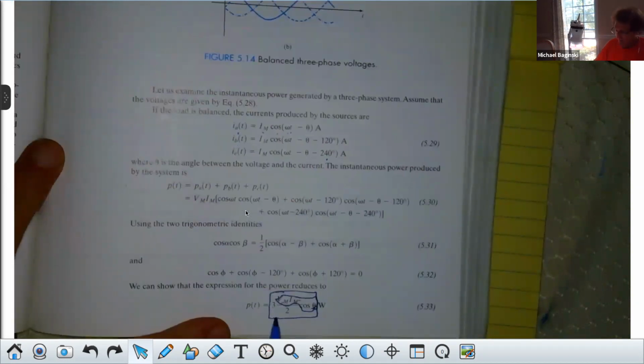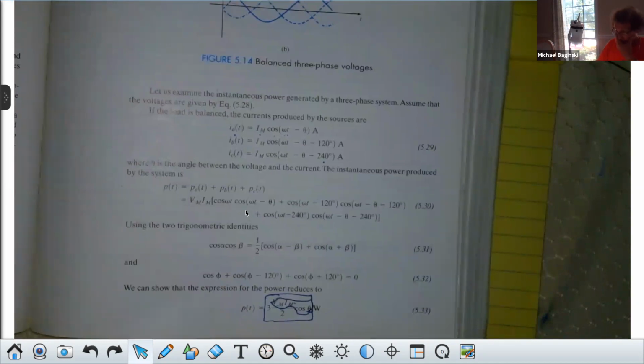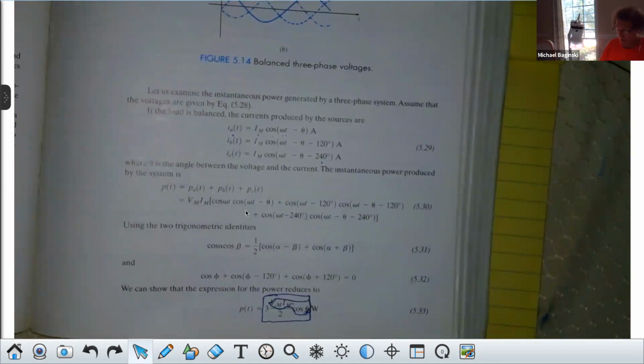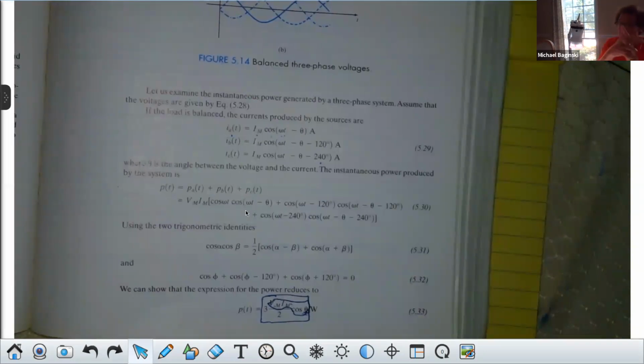It's 3/2 Vm times the cosine of the angle, and that cosine of the angle is the power factor on the driving end of the first of any of these sources. I'm going to go through this, but that's the reason for three-phase power. Got it? In other words, the instantaneous is the same as the average power. It has the least wear and tear, is the most efficient way to deliver power.